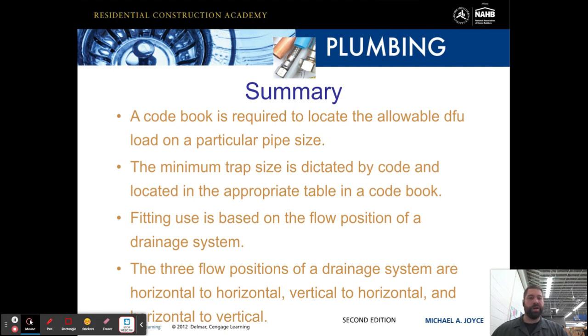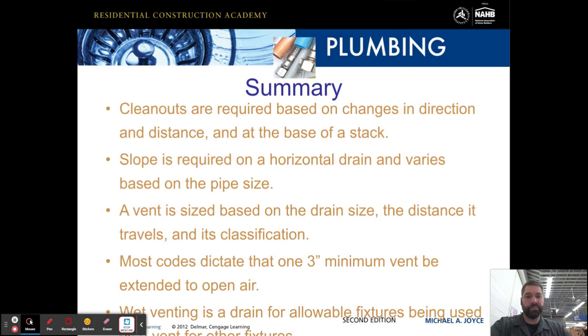The codebook is required to locate the allowable DFU load on a particular pipe size. The minimum trap size is dictated by code and located in the appropriate table in a codebook. Fitting use is based on the flow position of a drainage system. The three flow positions of a drainage system are horizontal to horizontal, vertical to horizontal, and horizontal to vertical.